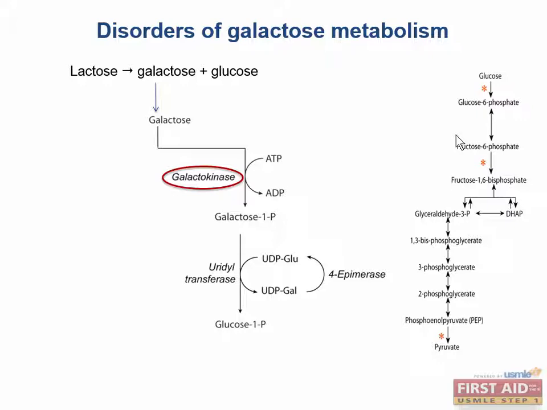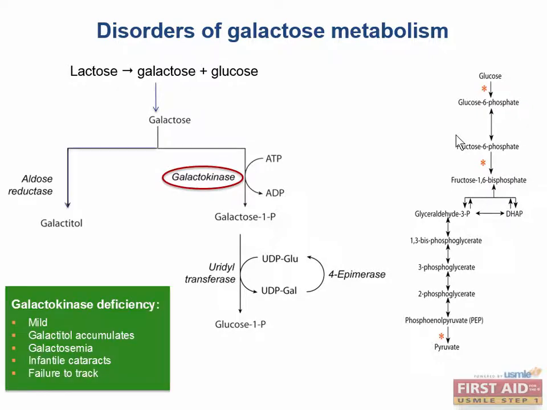What happens if you're missing some of the galactose metabolic enzymes? Well, a galactokinase deficiency is an autosomal recessive deficiency of the enzyme galactokinase. This prevents the phosphorylation of our galactose, and instead it causes it to be converted into an alcohol form, or galactitol.